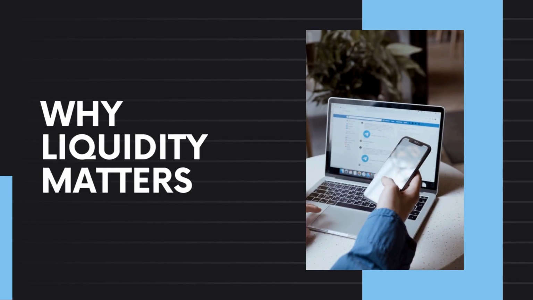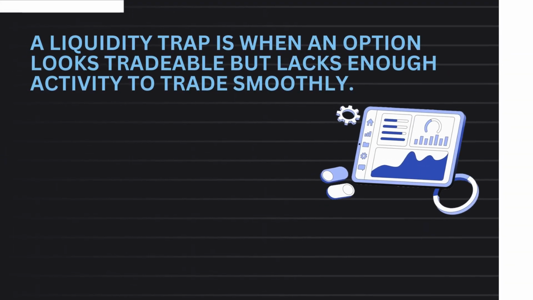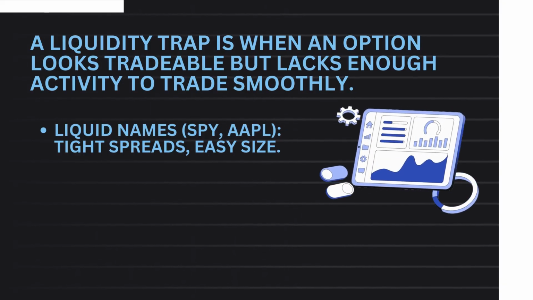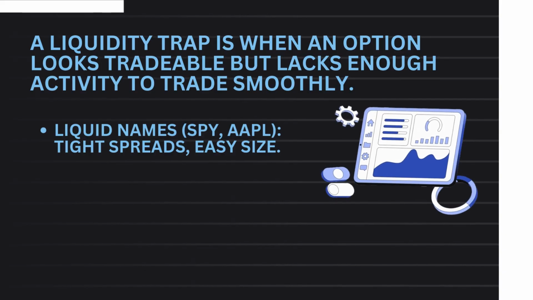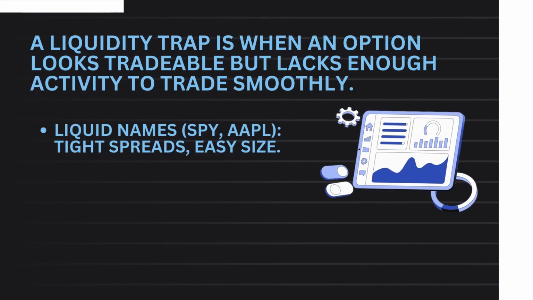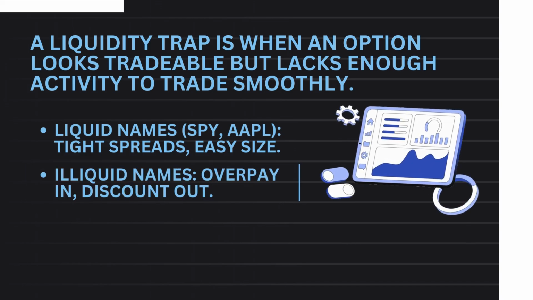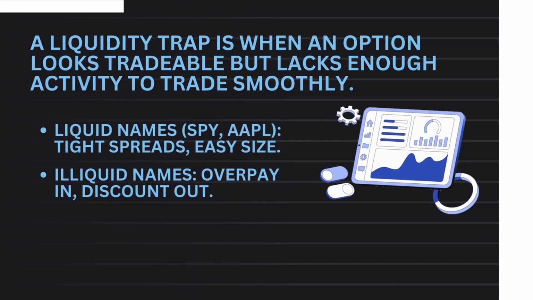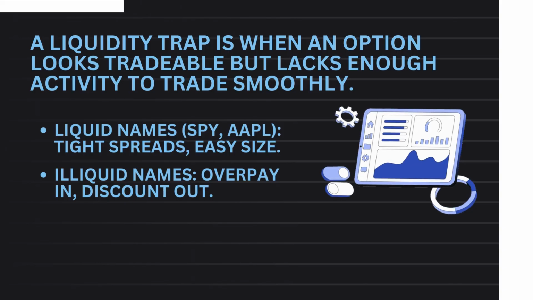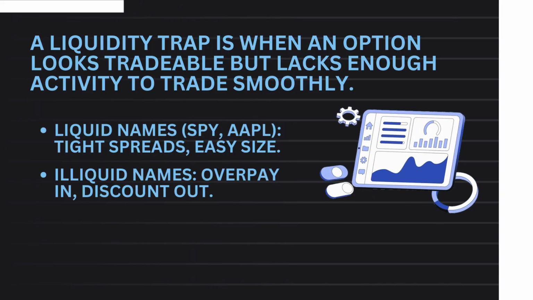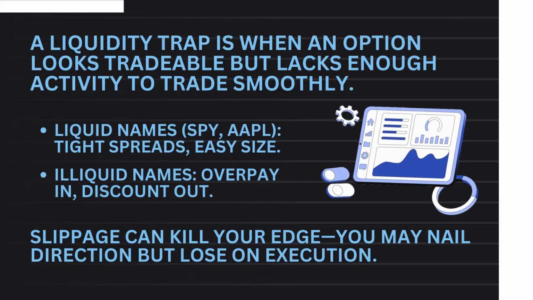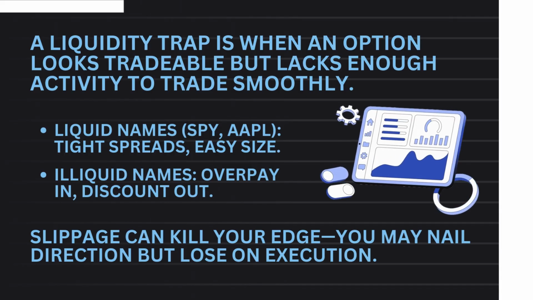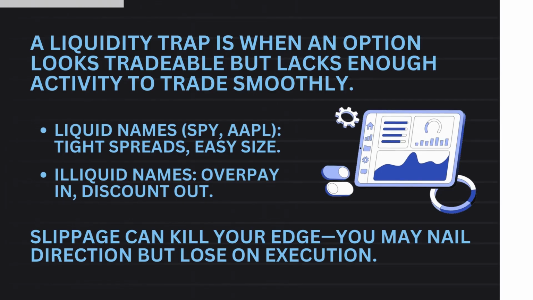Why does liquidity matter? Liquidity is your ability to get in and out of trades smoothly. In highly liquid names like SPY or AAPL, spreads might be just a few cents, and you can trade size quickly. In illiquid names, every trade feels like swimming through mud. You either overpay to get in, or you're forced to sell at a huge discount to get out. This slippage can completely destroy the edge of your strategy. You might be right about direction, but wrong on execution, and still lose money.